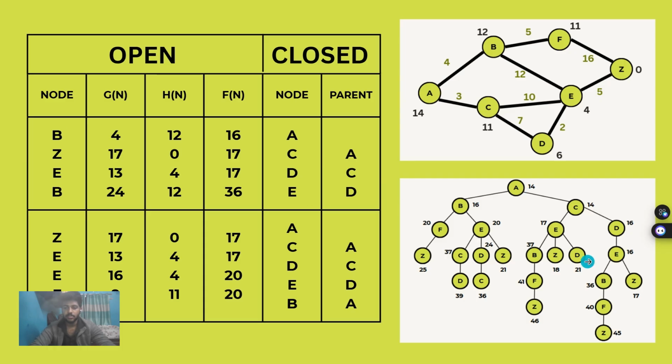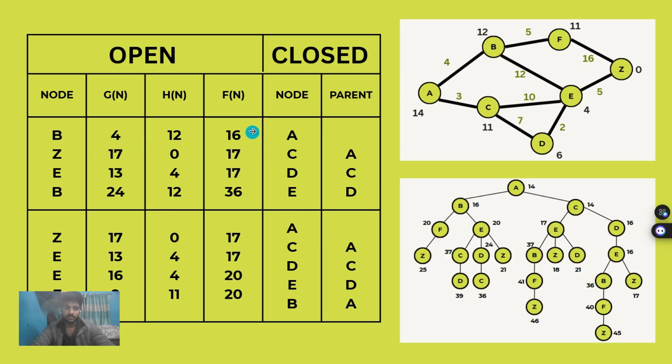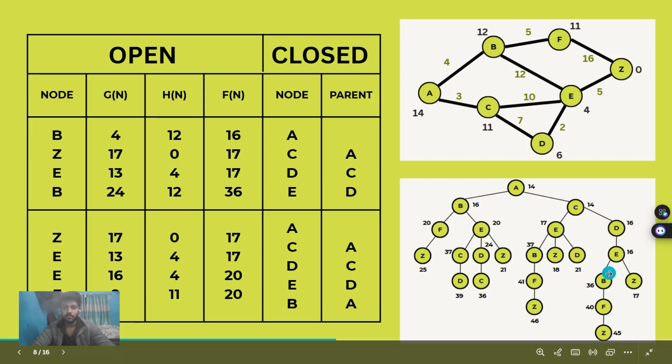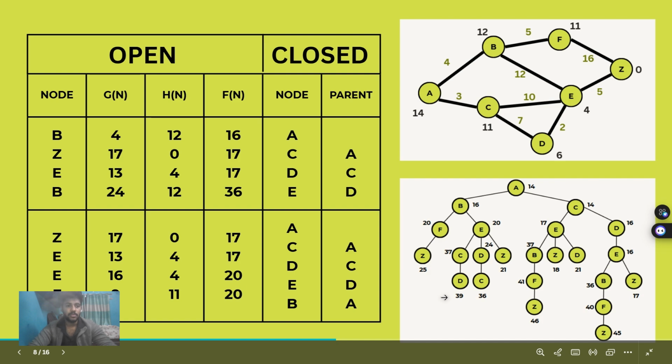At this point, we have this B, this Z, and this B and this E, which are 16, 17, 17, and 36. We are going to arrange these in ascending order, so it will come as 16, 17, 17, and 36. Here the B value which has the least f(n) is 16, which comes from the parent A. We're not going to explore this B. We're going to explore this B, as it has the least value, from the left side of the search tree.